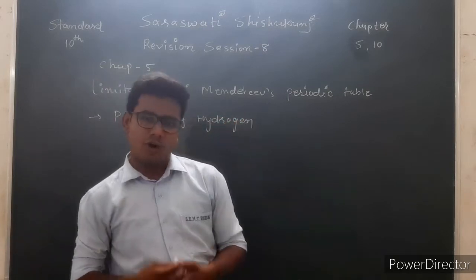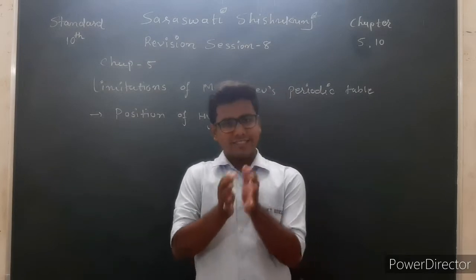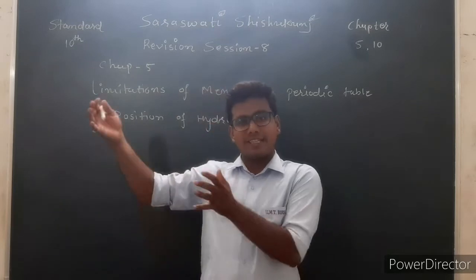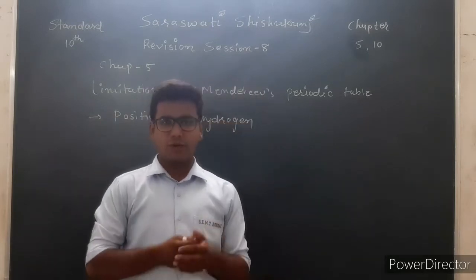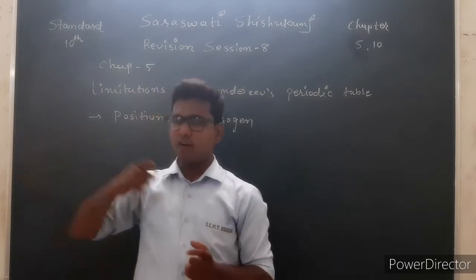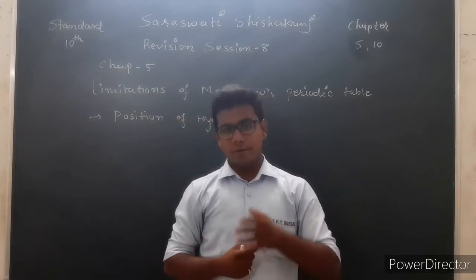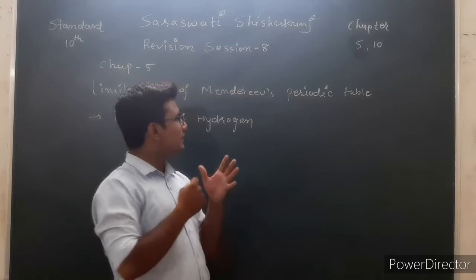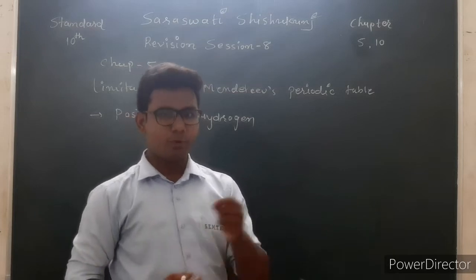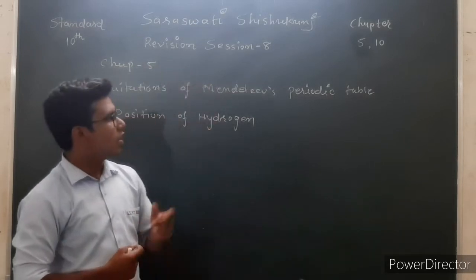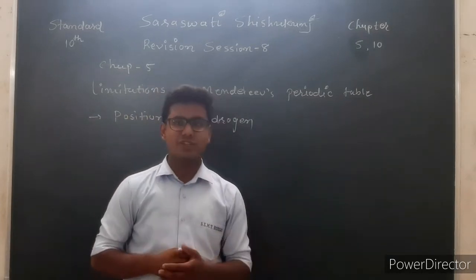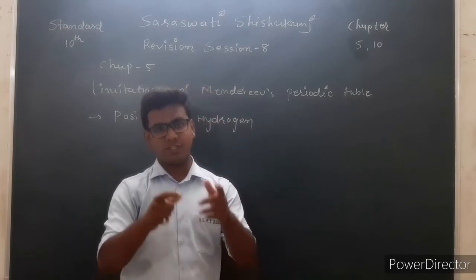In the position of hydrogen, what was the limitation? We have learned that in some cases hydrogen behaves like group 1 and group 2 metals, so it behaves as a metal, and in some cases hydrogen behaves like group 17. So where to keep hydrogen, in group 1 or in group 17? That was the problem for Mendeleev. So this is the first limitation, how to decide the position of hydrogen. You can understand that in detail from our revision session and from the worksheet and assignment which you have prepared.